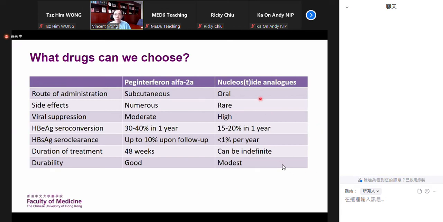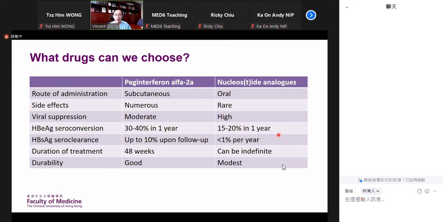On the other side, you also have the oral nucleoside or nucleotide analogs. So those are the oral antiviral drugs. On the whole, they have the benefit of having very few side effects, and they are very potent in terms of viral suppression. In fact, by 5 years of treatment, if you use the current first-line agents, more than 95% of cases should have complete viral suppression.